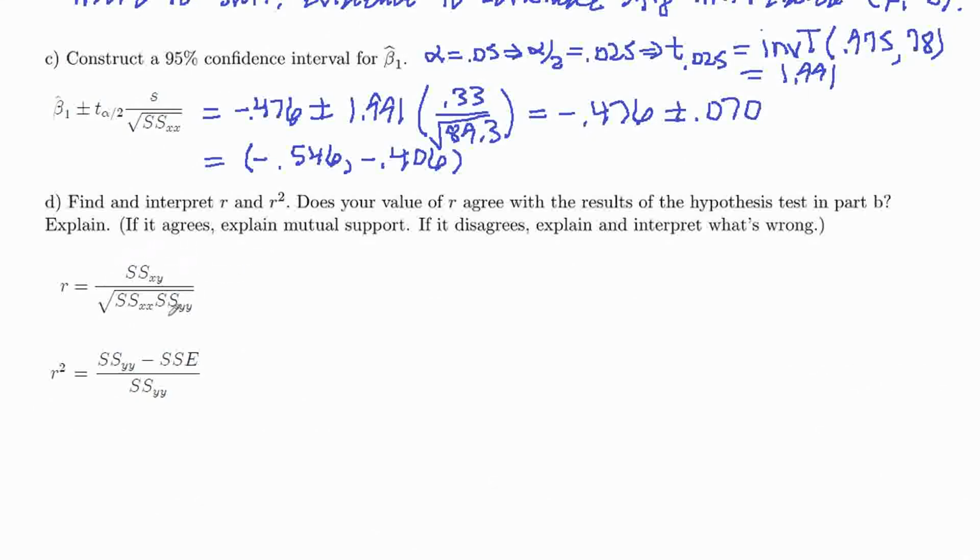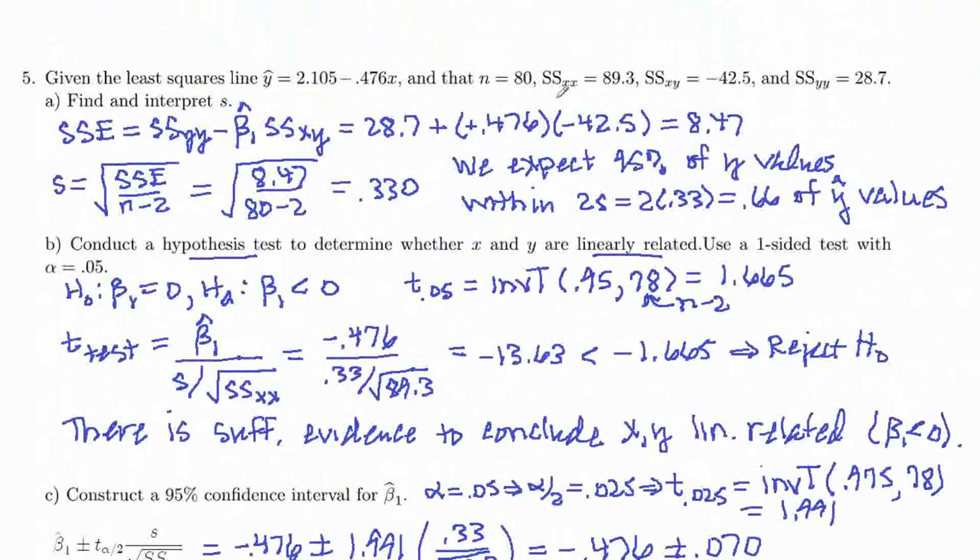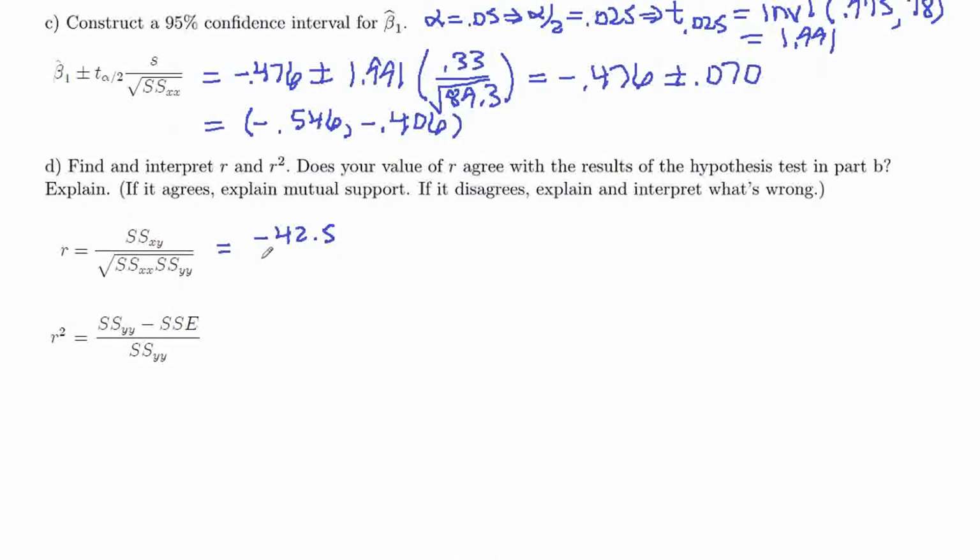So these values were given up above in the problem statement. So the sum of squares of xy was negative 42.5. Right, all of these are given up here. Right here, xx, xy, and yy. That's where I'm getting those. So in the denominator, square root of sum of squares of xx, that's the 89.3. And then the sum of squares of yy, that's the 28.7. And if you plug this beast into the calculator, you'll get negative 0.84, pretty close to negative 1.